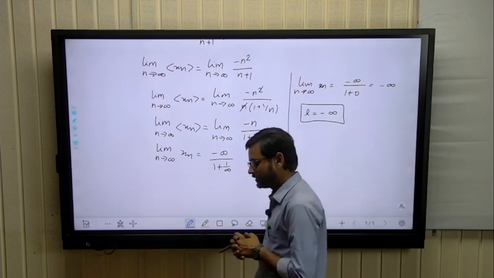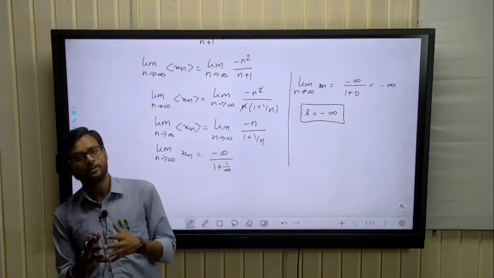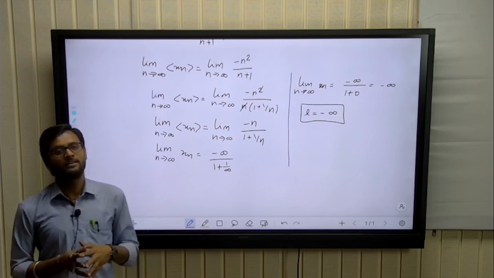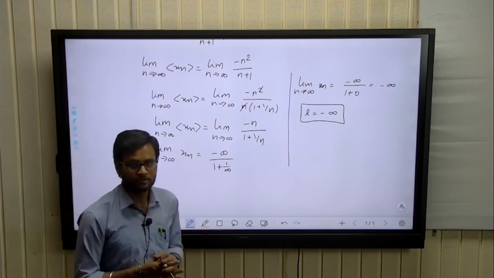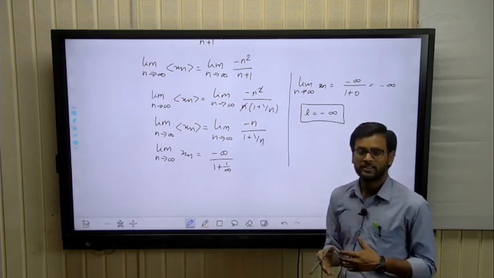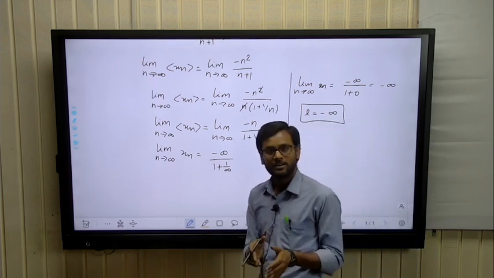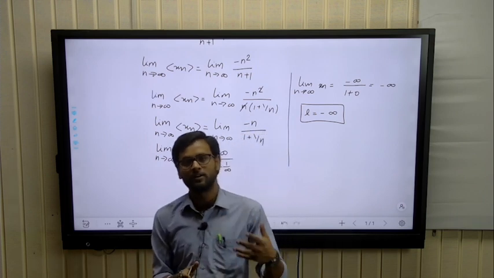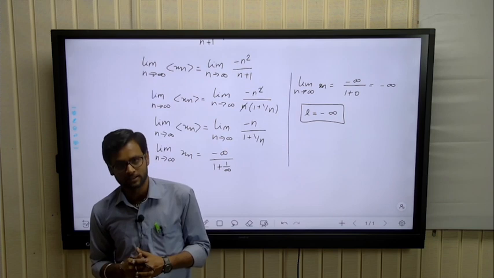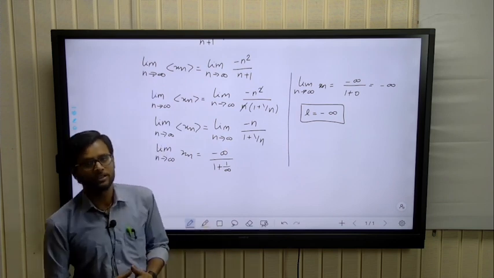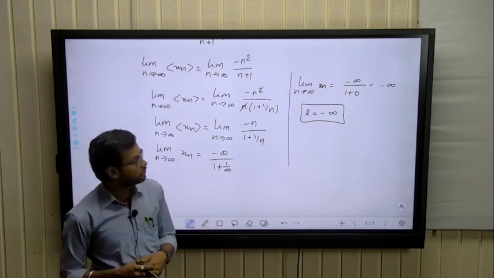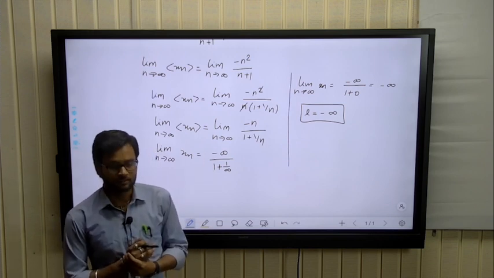Suppose you are given a sequence and the question is to discuss the convergence and divergence of the given sequence. First you find the limit of that sequence. Now you check whether the limit is finite or infinite. Suppose the limit of the given sequence is finite, then we say that the given sequence is convergent. Suppose the limit is infinite, then we say that the sequence is a divergent sequence. So this is basically the convergent and divergent sequence.